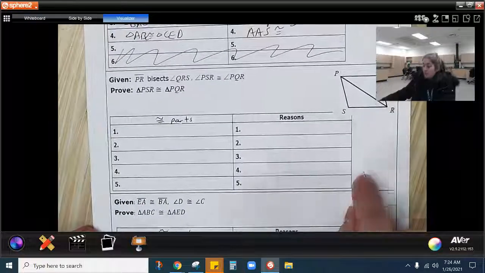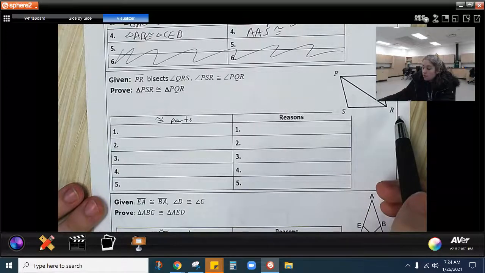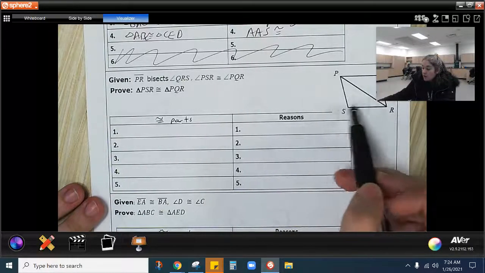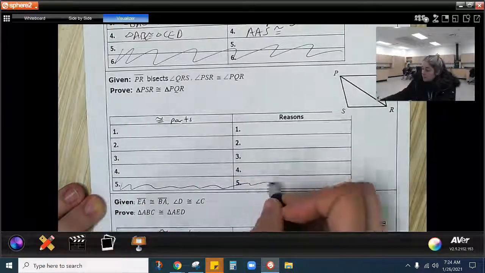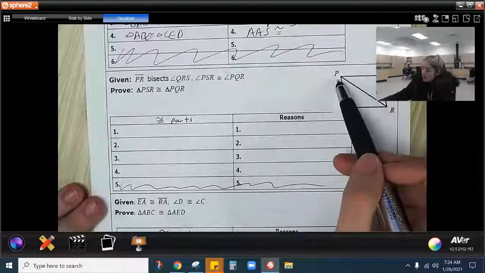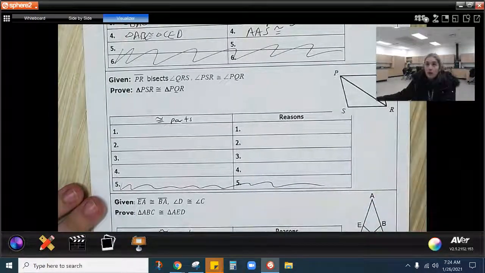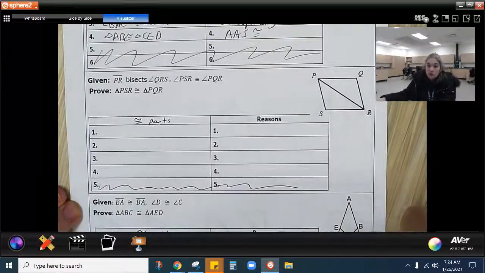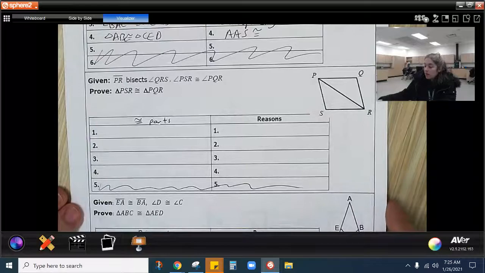All right, this is another one that I want you guys to try on your own. So it says that PR bisects angle QSR. So QRS, dyslexia. And then we have on here that angle PSR is congruent to angle PQR. So if you know it, mark it. There is a DUS statement I just want to bring your attention to. There's a DUS statement. So that should get you all your parts, and then you can determine if it's angle, angle, side, or angle, side, angle.